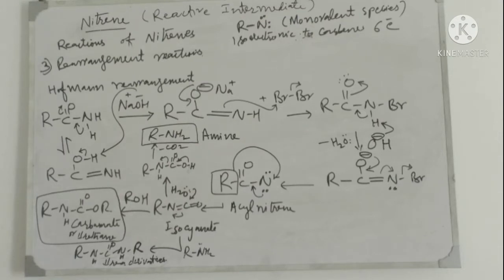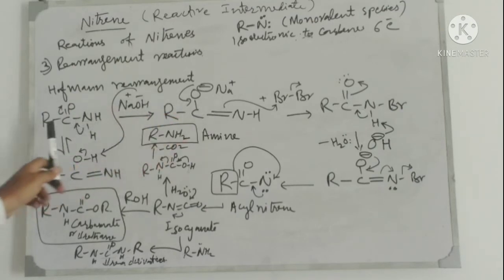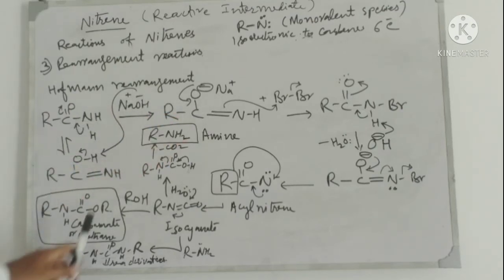So overall, this is called the Hofmann rearrangement, which we can summarize as follows: in the presence of the strong inorganic base sodium hydroxide and bromine, this primary amide is converted to amine, carbamate and urea derivatives. We can form all three types of these derivatives depending on how the isocyanate reacts.